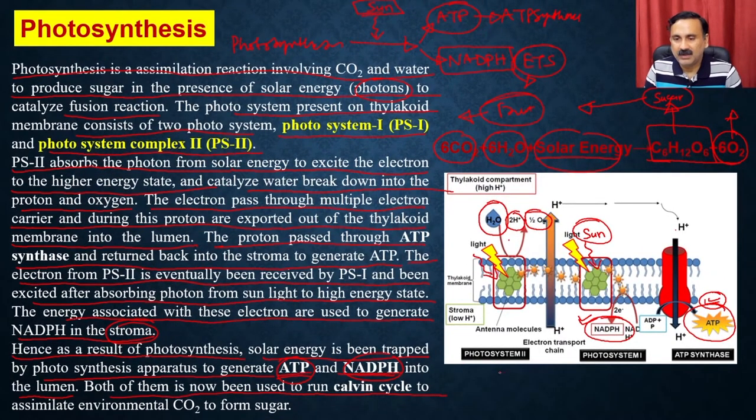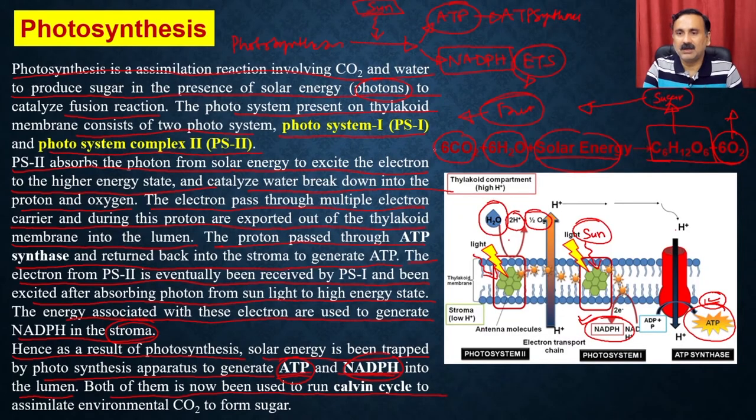Now, this is what is going to happen, right? These two molecules are going to be utilized. The purpose of photosynthesis is to synthesize the ATP and the NADPH, and then these two molecules are supplied into the stroma where they have the enzymes for the Calvin cycle, and that's how the Calvin cycle runs, for example in C4 plants, and synthesizes the sugar molecule.